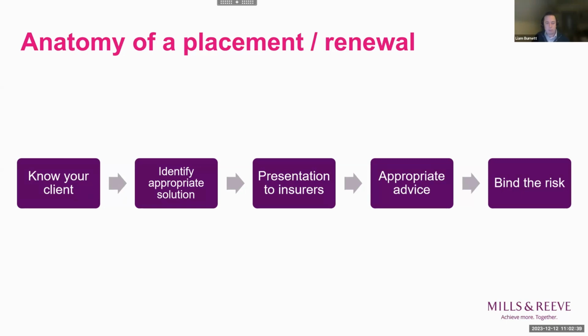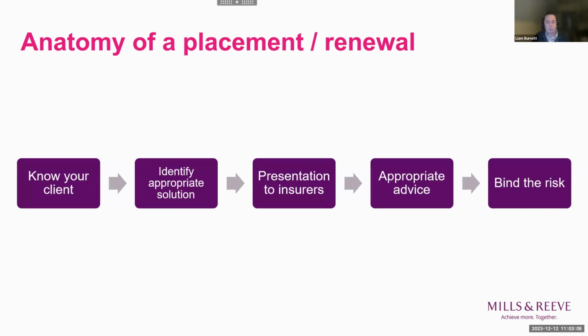Then we move on to stage 3. This is the presentation stage. This is where the broker is required to advise the client on what information must be disclosed to insurers and about the potential consequences if that doesn't happen. And this is so the client can gather key information that it needs to present to underwriters and also present it in a way that enables the insurer to properly understand the risks that are associated with the client's business.